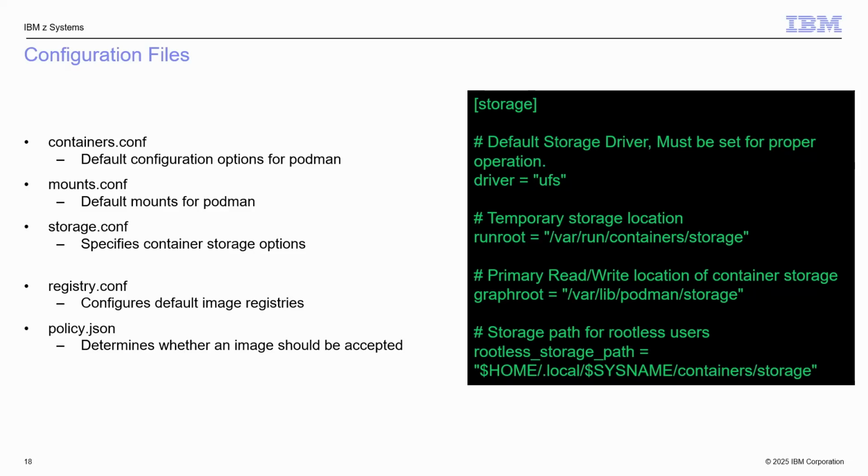Next, there's a policy.json, which determines whether an image should be accepted according to either signature validation or things like that. The default here is to deny all images. And so that will be something that you'll need to take a specific action on in order to allow images to be pulled based on a signature validation or something like that.